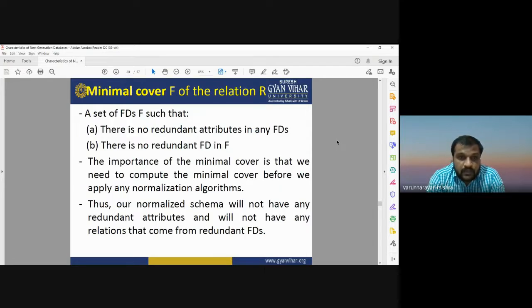So the minimal cover F of the relation R is a set of FDs such that there are no redundant attributes in any of these, and there is no redundant FD in F. The importance of the minimal cover is that we need to compute the minimal cover before we apply any normalization algorithms. Thus, our normalized schema will not have any redundant attributes and will not have any relationships that come from redundant functional dependencies.